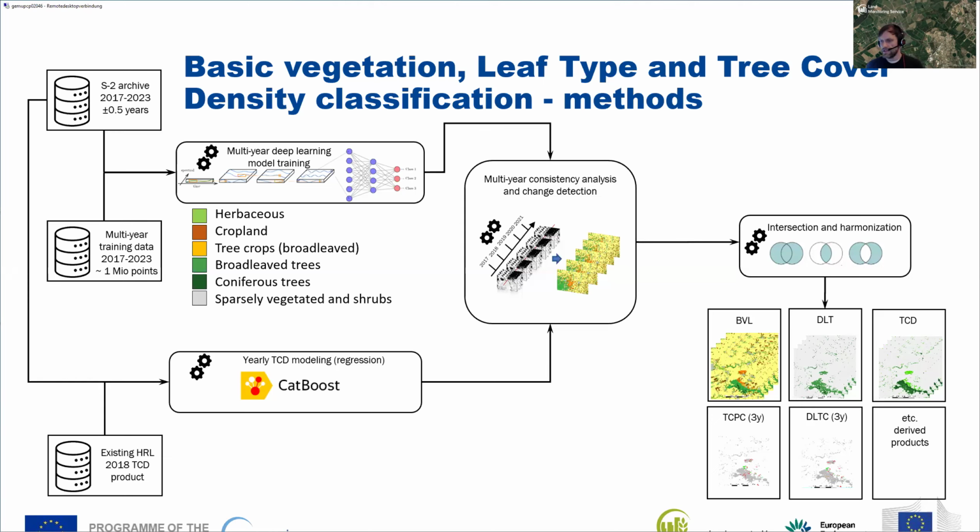And then the DLT and TCD, so the main products for the forest product suite, are already available, as well as the change layer, the tree cover presence change, and the dominant leaf type change layer. Once these basic main status layers are available, further derived products can be produced. This would be the basic overview for the methods of the base vegetation layer and this initial classification, and the main status layers for the forest products.